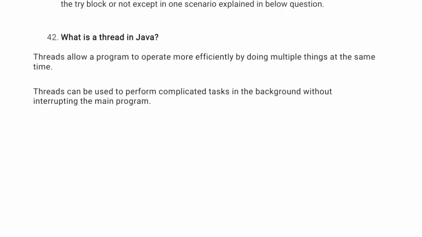Next, last one, what is a thread in Java? A thread allows a program to operate more efficiently by doing multiple things at the same time. A thread is an individual path of execution. By using threads, we can do multiple things at the same time. Threads can be used to perform complicated tasks in the background without interrupting the main program.